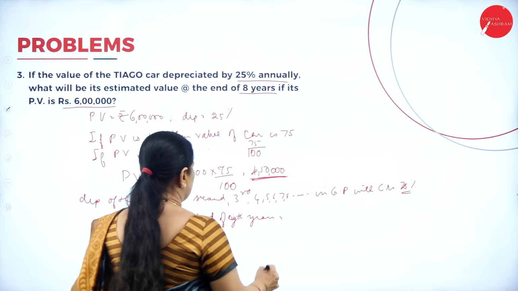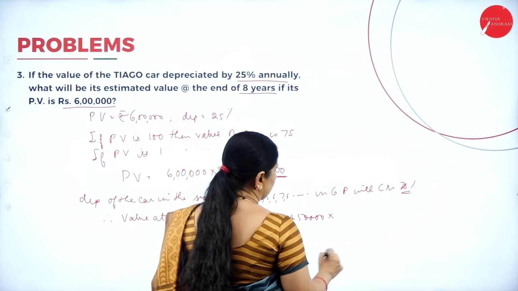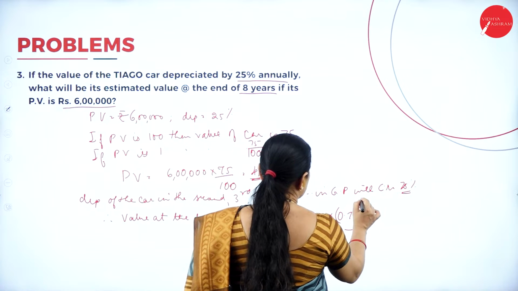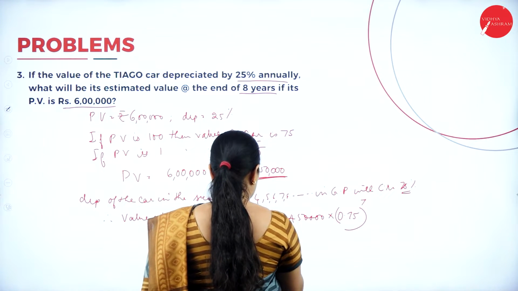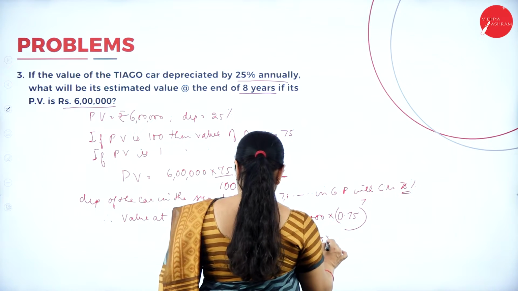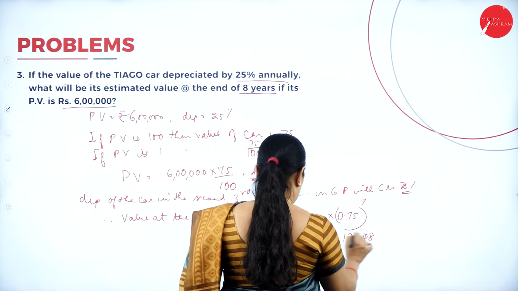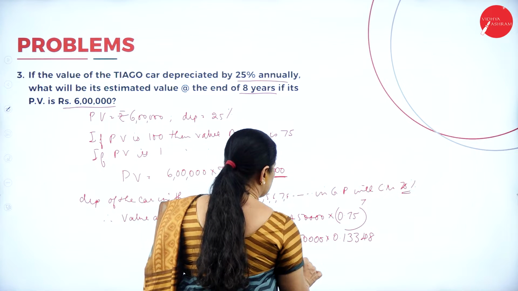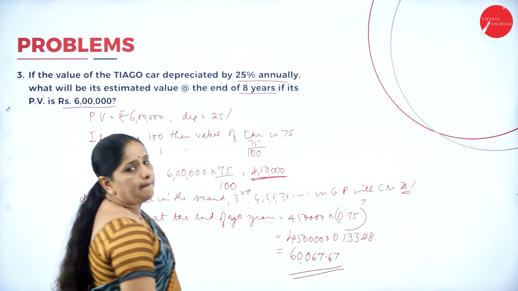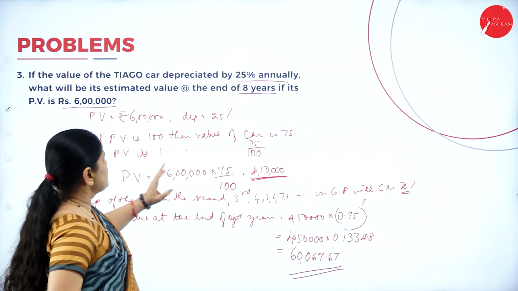equal to 4,50,000 into 0.75 to the power of 7. So this will be equal to 4,50,000 into 0.13348. So this will be equal to 60,067.67 paisa. So the present value of the car is 6 lakhs, the depreciation is 25%.